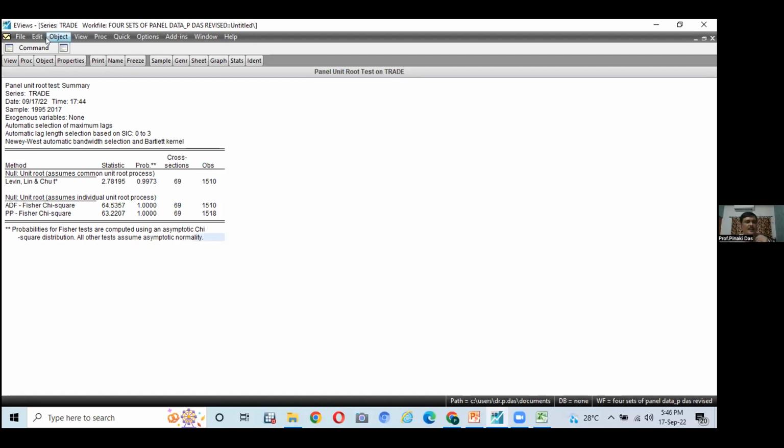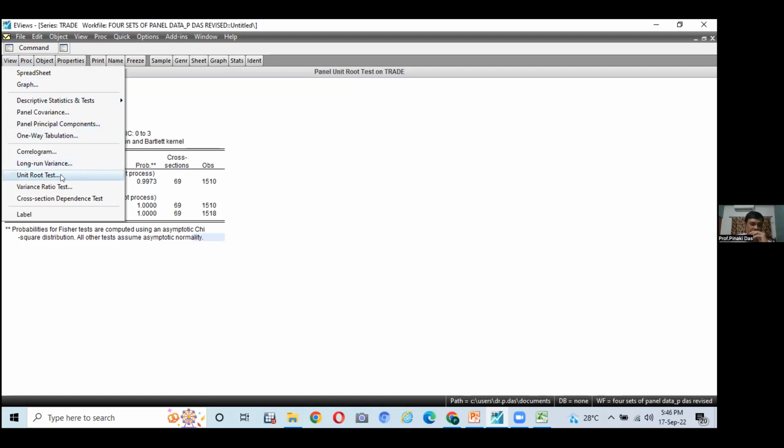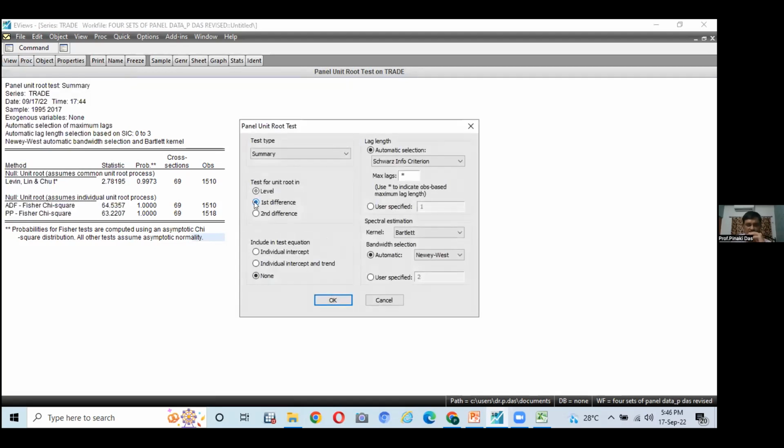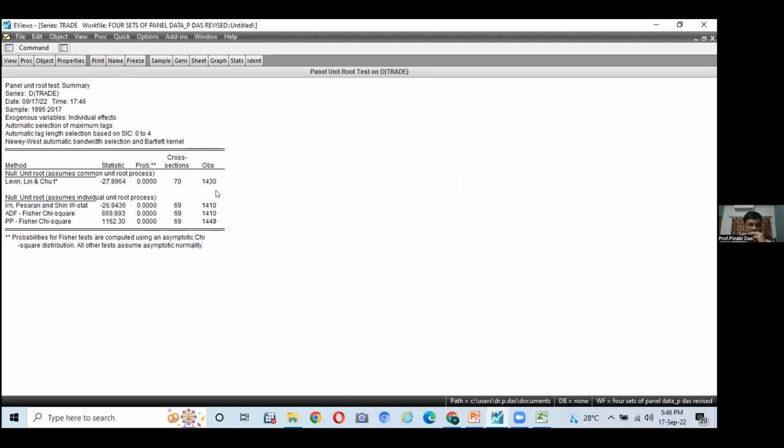Okay. Now we check whether it is stationary or not at the first difference. You need to do the test at the first difference, starting from individual intercept. What is the result? It is D trade. D means transformation, the first difference of trade. And at the first difference level, do all the test results indicate that they are statistically insignificant or significant?